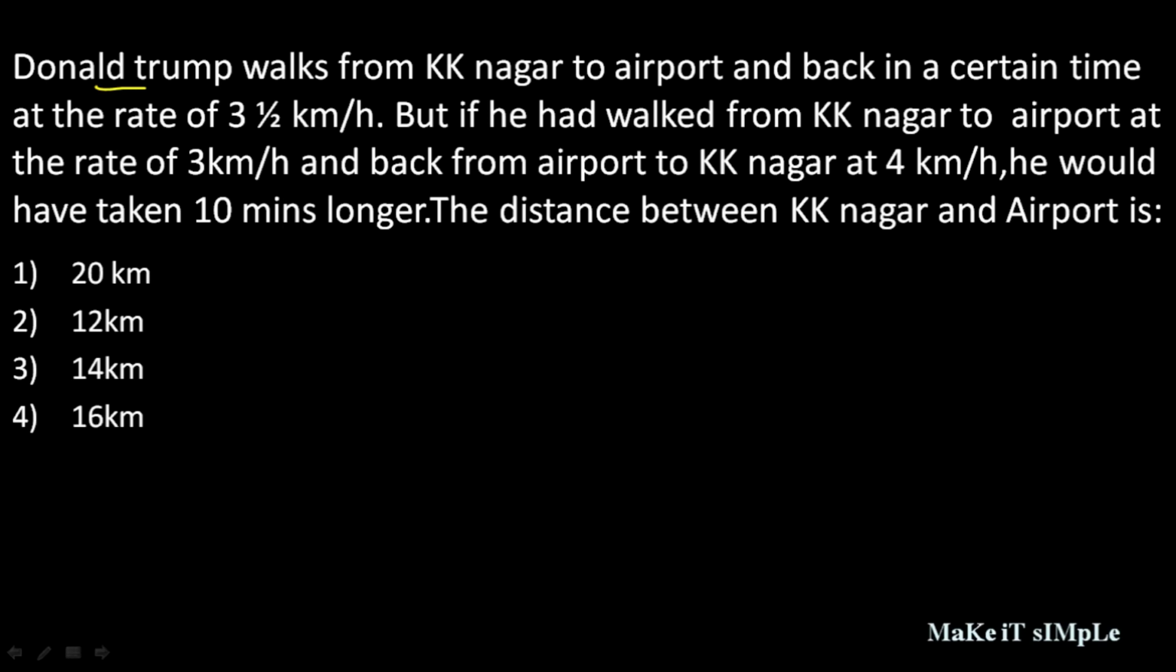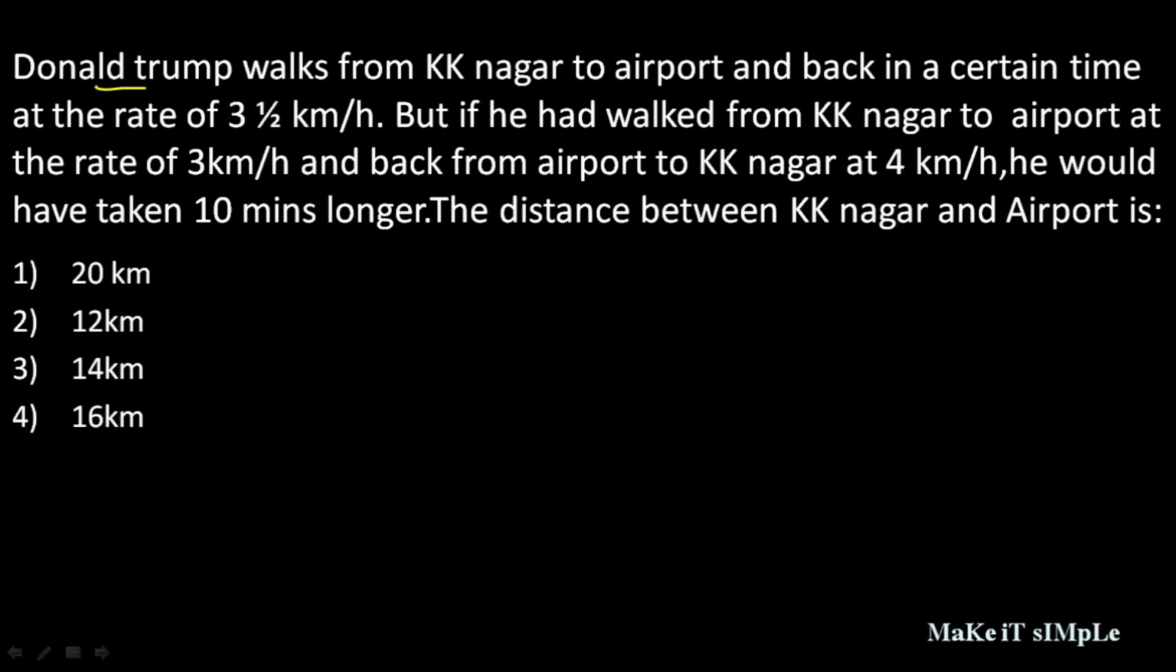Donald Trump walks from KK to airport and back in a certain time at the rate of 3.5 km per hour. What if he had walked from KK to airport at the rate of 3 km per hour and back from airport to KK at 4 km per hour? He would have taken 10 minutes longer. Find the distance between KK and airport.